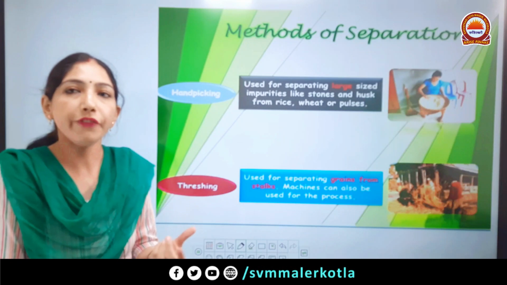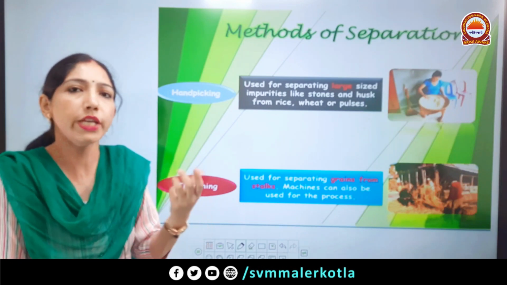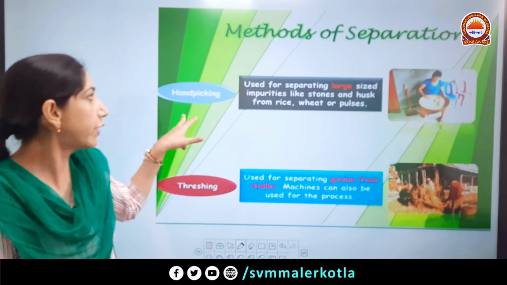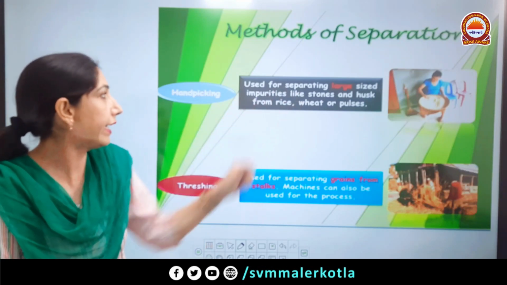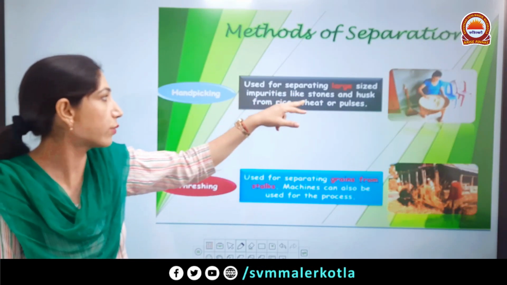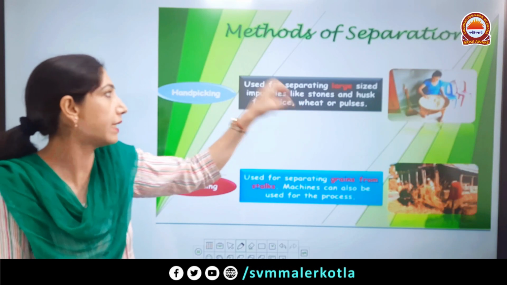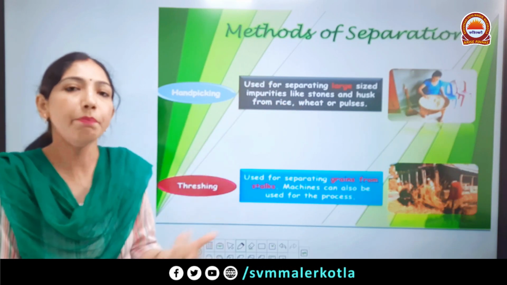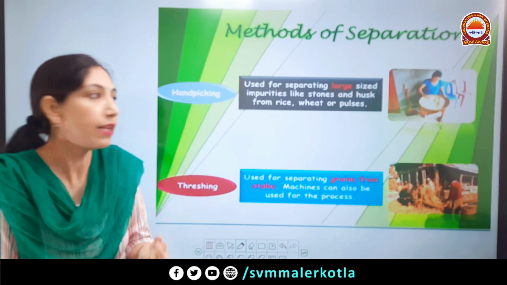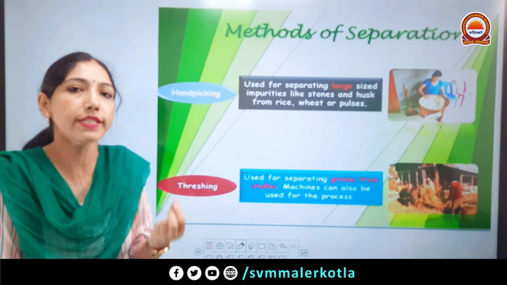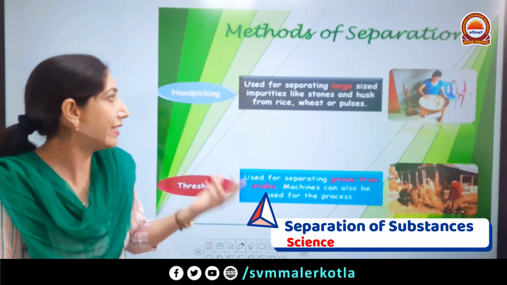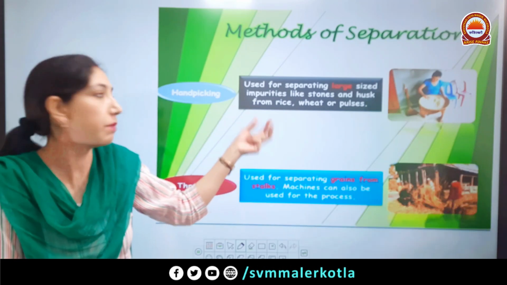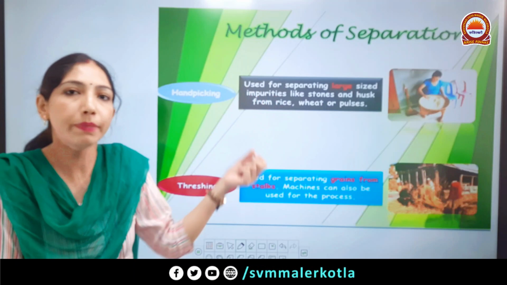So there are different methods of separation which we can use in our daily life. So the first method is hand picking. Hand picking is used for separating large sized impurities like stones and husks from rice, wheat or pulses. In hand picking we mainly use the hands. So by hands we can separate those substances which are of large size. So we can easily separate stones and husk from the mixture of rice, wheat or pulses.